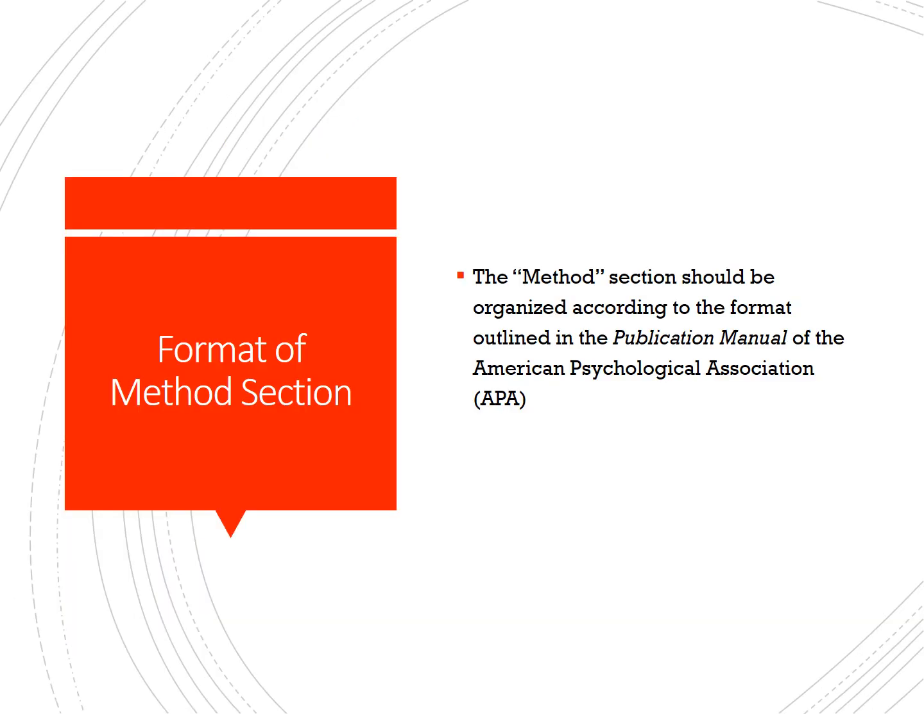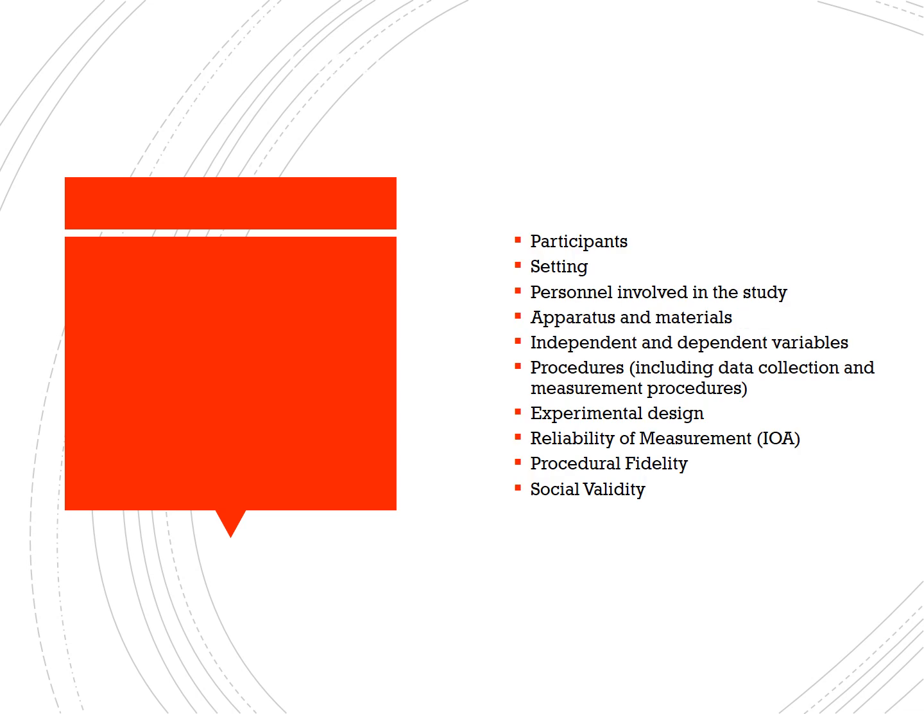So the format that we're going to describe here is the one that is described in the publication manual of the American Psychological Association. So these are APA method section headings. These should be the main headings of your outline: the participants, the setting, the personnel, apparatus and materials, independent and dependent variables, procedures, experimental design, reliability of measurement, procedural fidelity, and social validity. And we'll talk about each of these in turn.